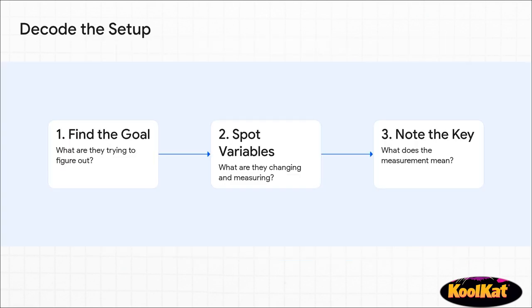So this becomes our little method for any experiment. First, what's the goal? They want to see how light affects the plant. Easy. Second, what are the variables? We just found them. They're changing the light distance and measuring oxygen bubbles. And third, this one's important, what's the key? What do those bubbles actually mean? Well, the passage tells us it's all about the rate of photosynthesis.